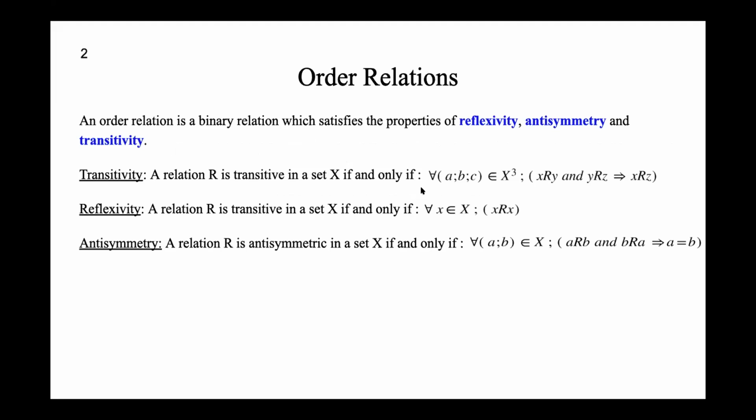An order relation is transitive if for every three elements X, Y, Z of a given set, if X is in relation with Y and Y is in relation with Z, then X would be in relation with Z. For example, if we have X greater than Y and Y is greater than Z, then X would be greater than Z, right?